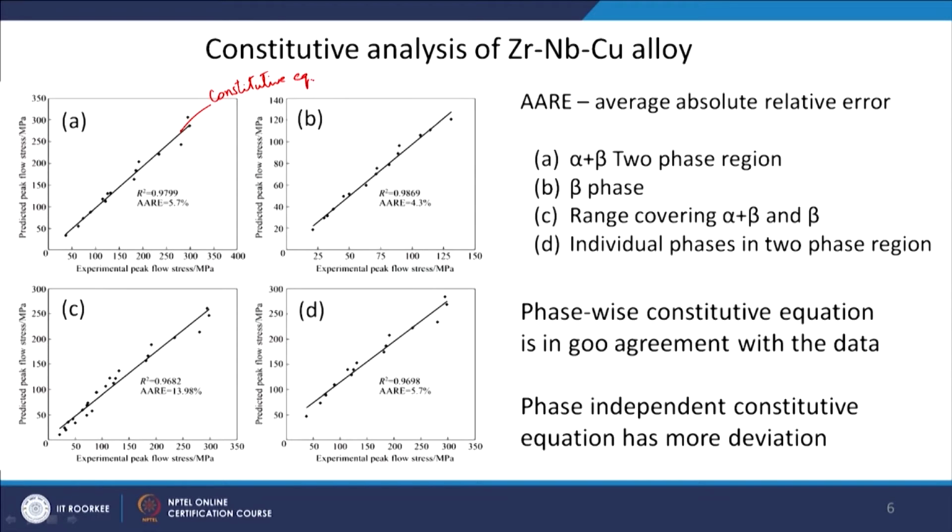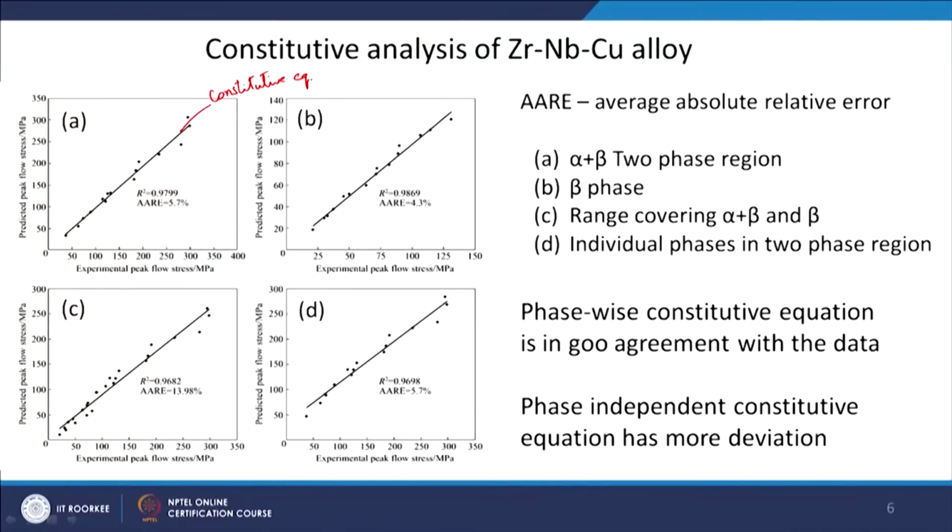So, this is a standard exercise people do after developing a constitutive equation, to check whether, using that constitutive equation, I am able to predict the flow stress or not. And when I am predicting it, whether these values are coming very close to the actual flow stress or not. Okay. So, these were compared. The R square value is 0.97 in this case.